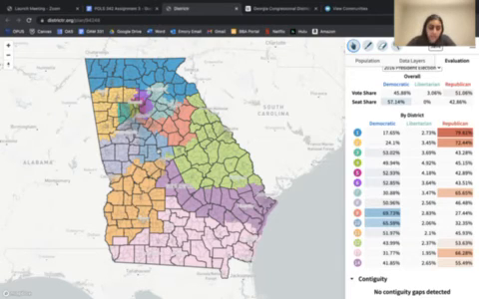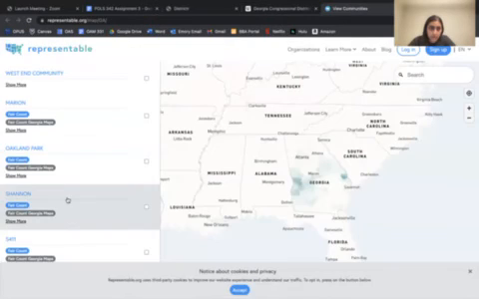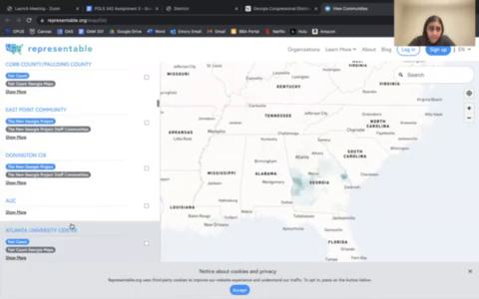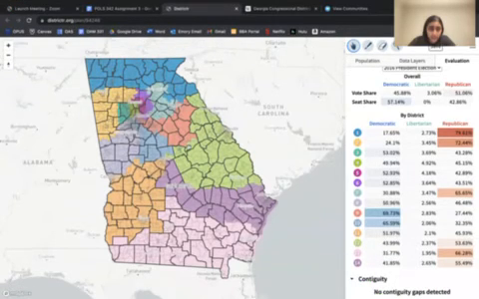I expect that the Republican Party will challenge this map for not respecting existing political boundaries, since there are a few counties that did get split up. Also, they may challenge us for not respecting certain communities of interest. As we see here on Representable, there are literally hundreds, if not thousands, of different communities of interest. And while I did try to keep them together as much as possible, it's impossible to keep all of them together, and some of them actually directly contradict each other. However, I did try to keep them together as much as I could.